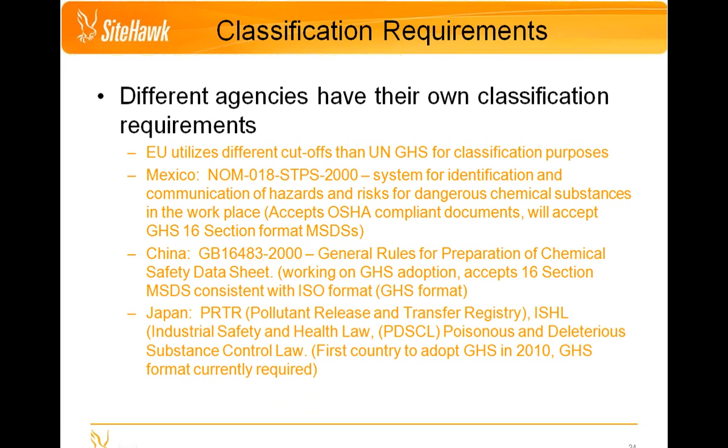And then finally, different agencies and countries may have their own classification requirements. So here are 4 very broad examples of this. The EU actually utilizes different cutoffs than GHS for classification purposes. Mexico has recently adopted GHS into their NOM regulation, and in Mexico, GHS is not required, but it's optional at this particular point in time. China and Japan have both integrated GHS into their regulations in their own way, and they put their own little spin on it. So it's important to know what these differences are so that your safety data sheets are compliant in these countries.